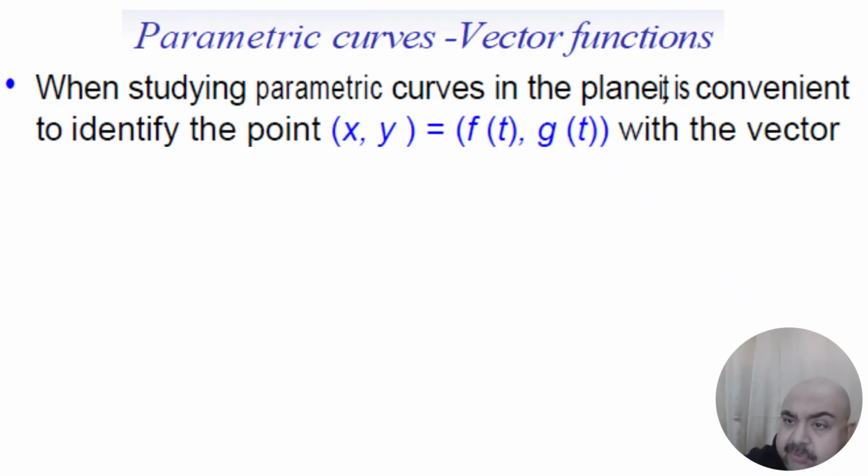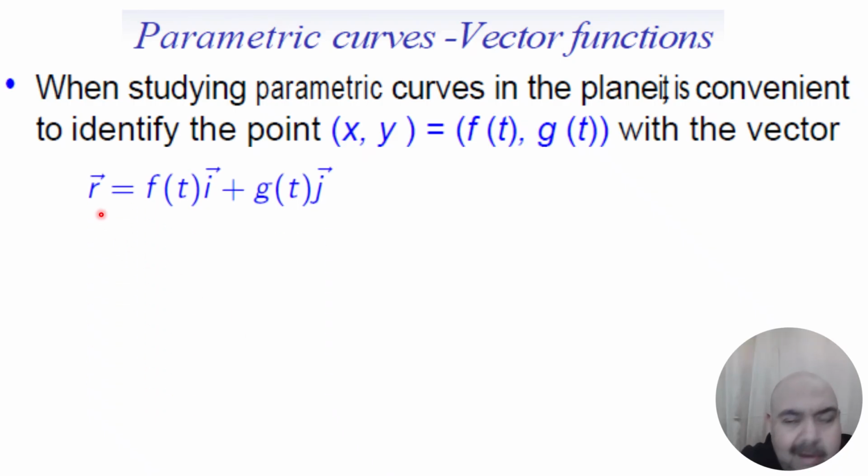When studying parametric curves in the plane, it is convenient to identify the point (x, y) as f of t and g of t, and I can write it as a vector function using the canonical form of two dimensions. So I can say that R, which is a vector function, is f of t in the direction of i, and g of t in the direction of j. It's like saying that this function is represented by f of t in the x and g of t in the y, for example.